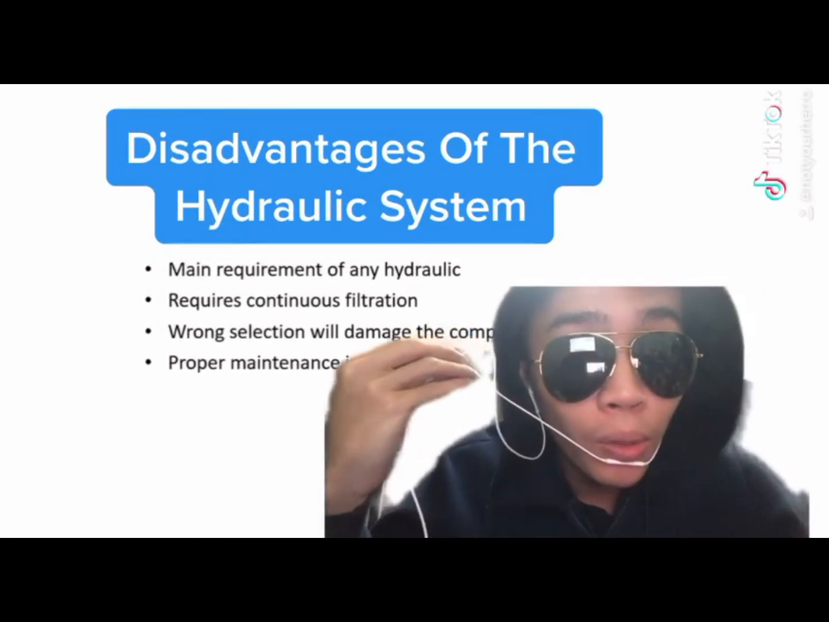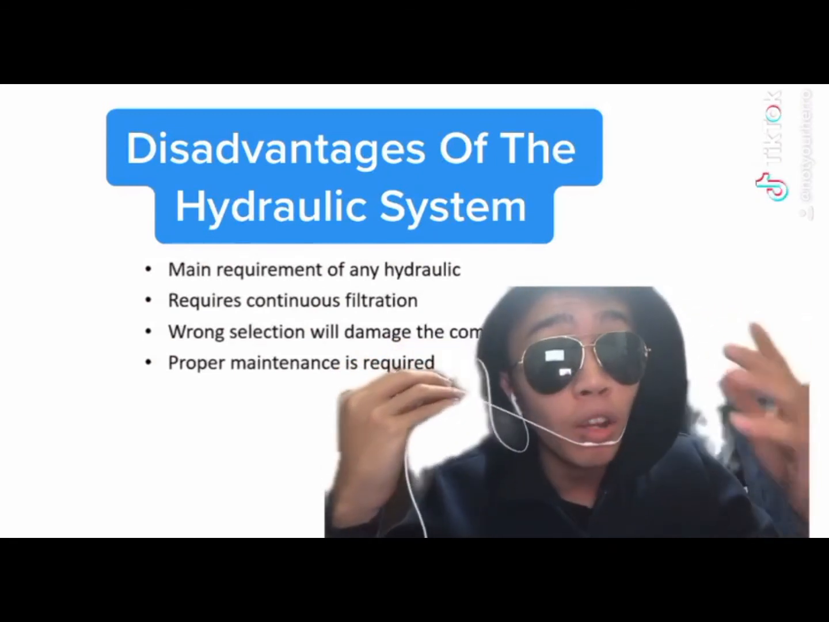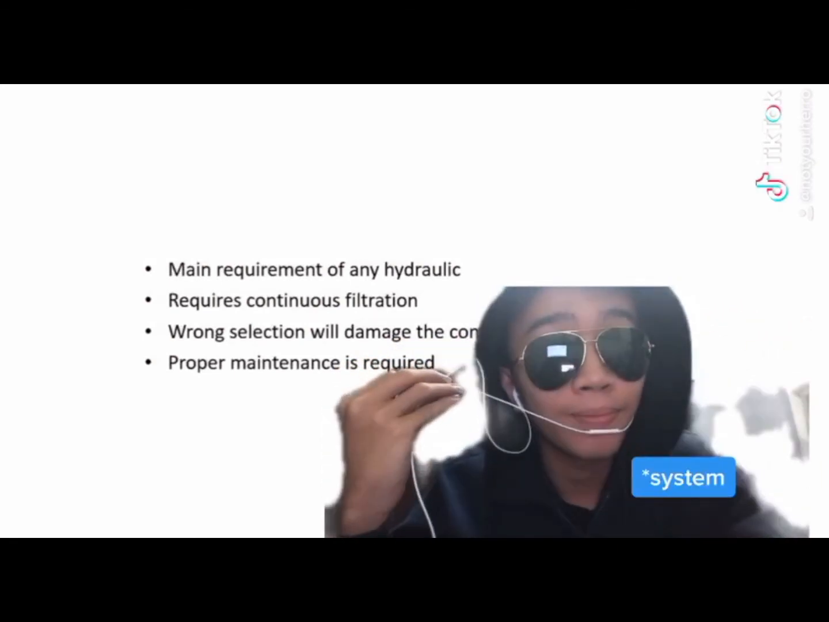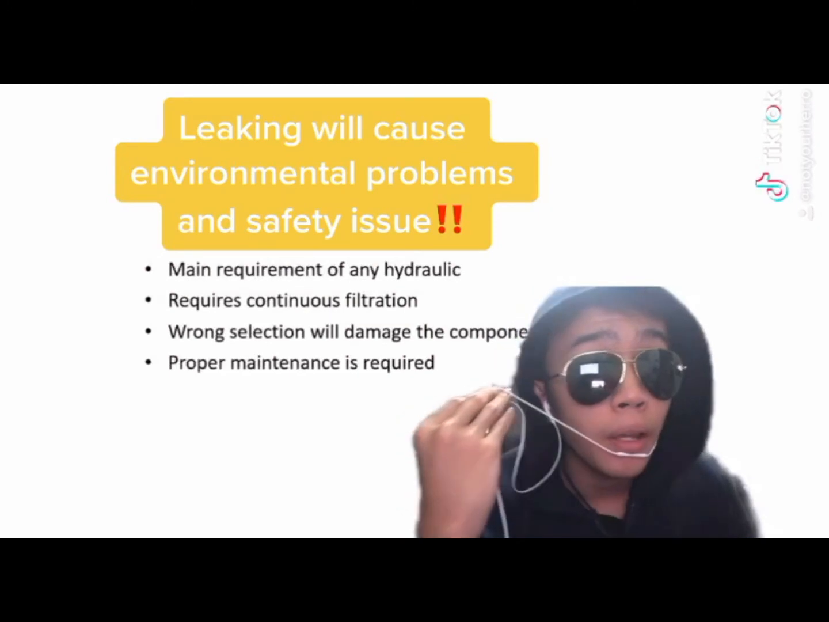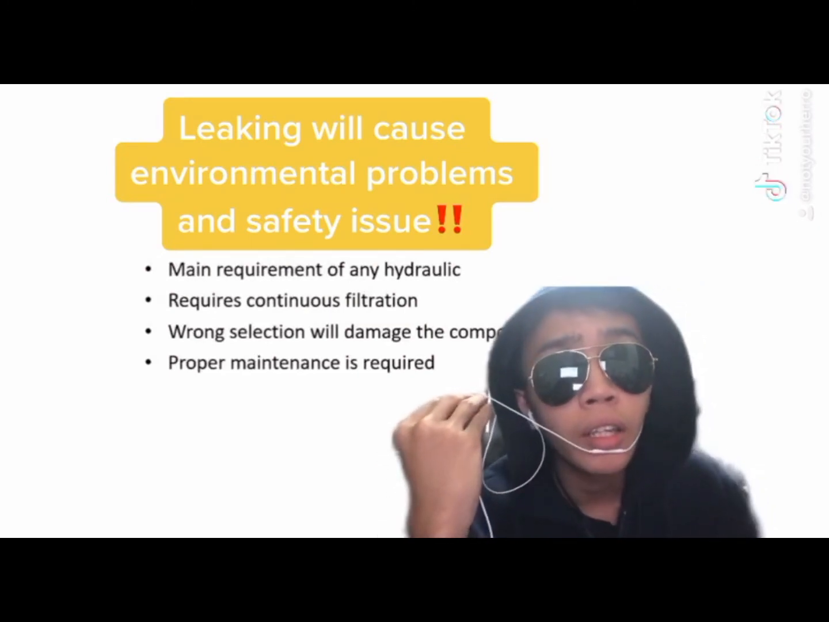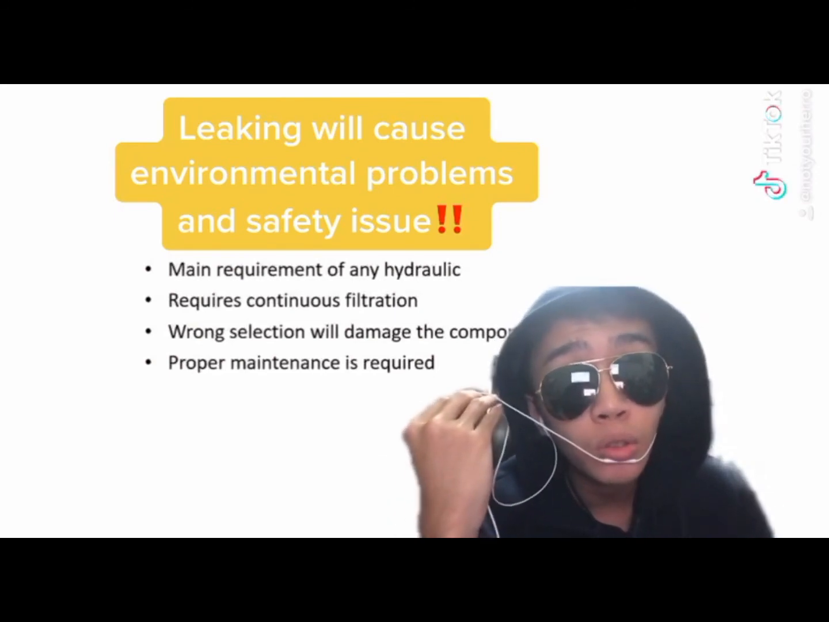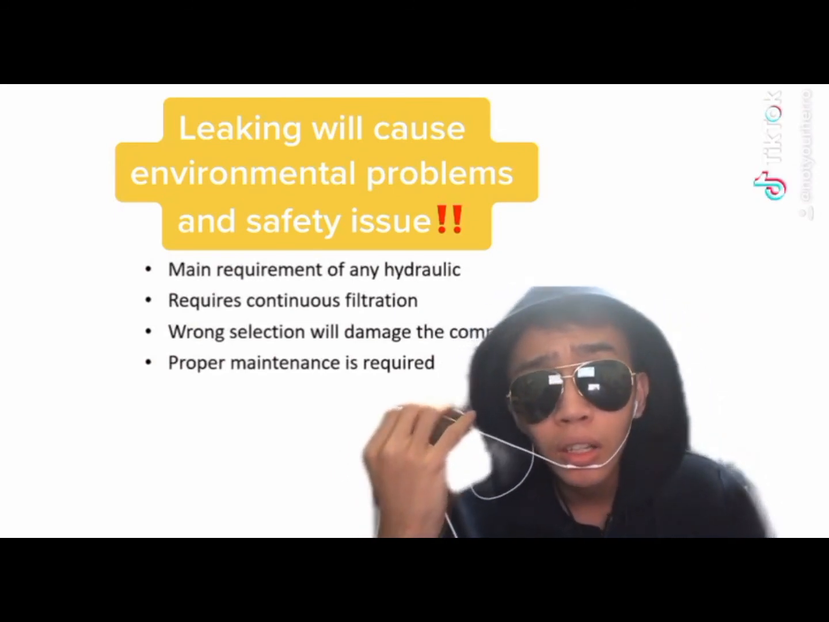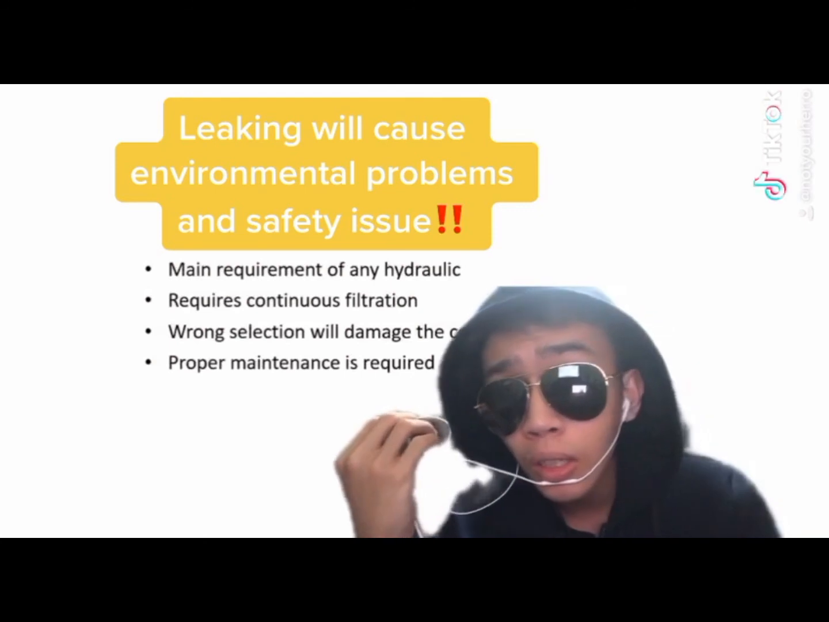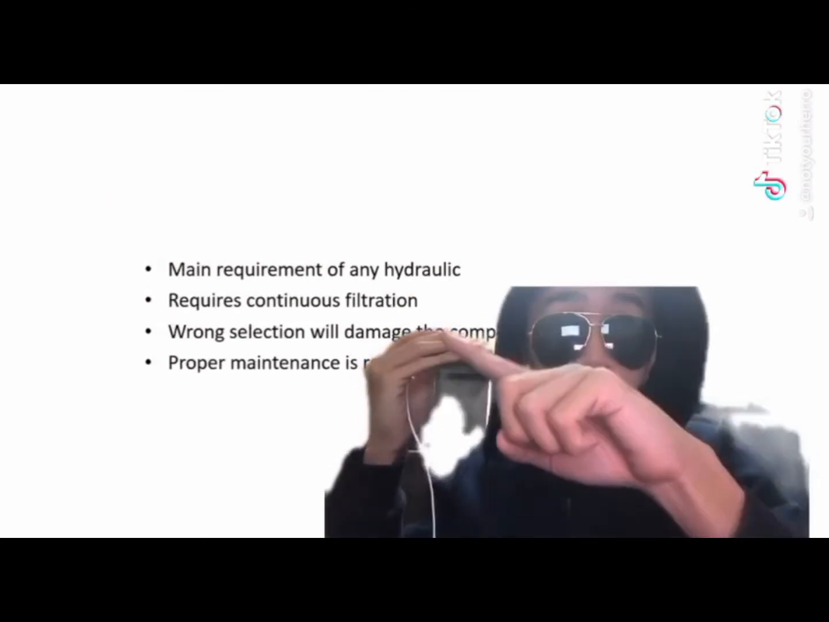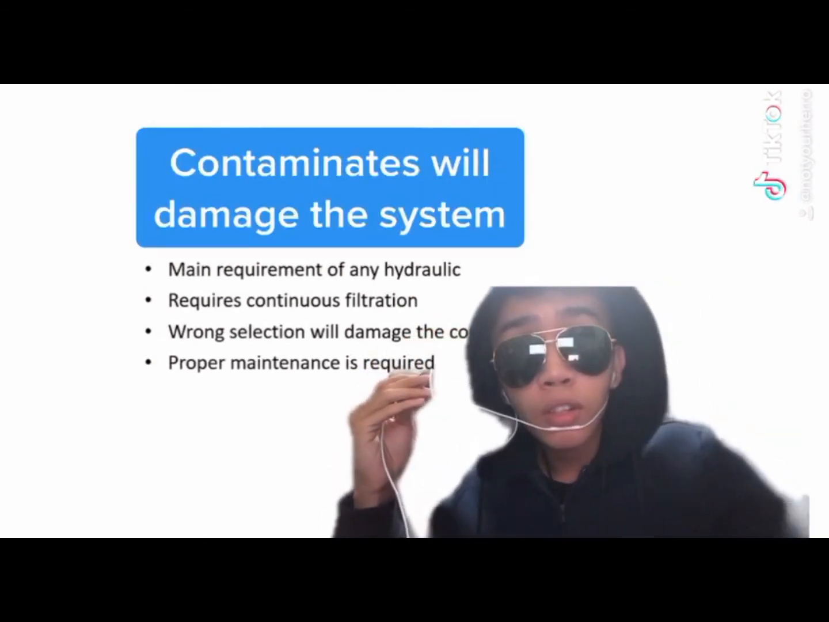Every advantage has its own disadvantage, like pros and cons, right? So now I would like to continue to explain about the disadvantages of this hydraulic circuit. Firstly, the main requirement of any hydraulic system is a fluid, and leakage of this fluid will create environmental problems and safety issues, so it may be dangerous for us if the liquid is leaking. Secondly, it requires continuous filtration.